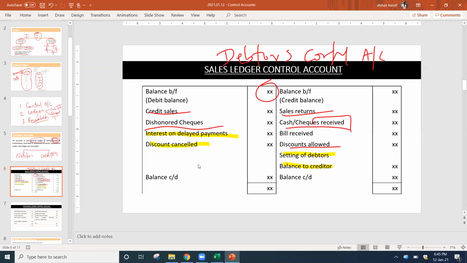Discount cancelled. And sometimes there can be a credit balance in one of your debtors. There can be a credit balance as well. Right? So opening balance brought forward, credit sales, dishonored check. On the credit side, we have sales return, cash received, bills received, discount allowed. So this is a format for a debtors control account or sales ledger control account. And we call this receivable control account. So different names, but the same account.